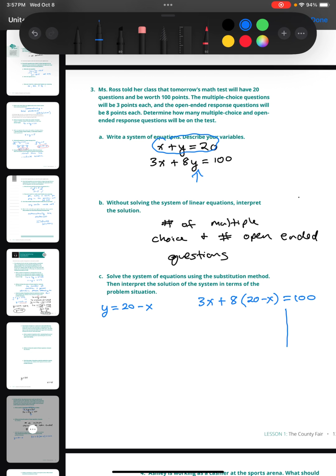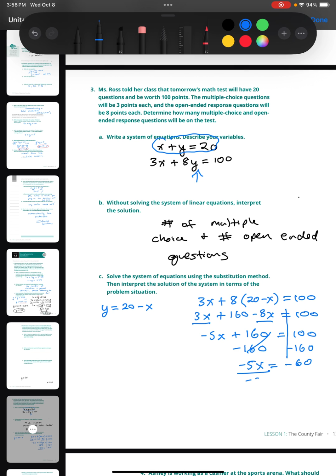And we're going to solve for x now. So again, we would distribute. So 8 times 20 gives you 160, and then minus 8x. Combine your like terms. 3 minus 8 gives you negative 5x. And then we're going to subtract 160. So we end up with negative 5x equals negative 60, and then finally divide by negative 5.